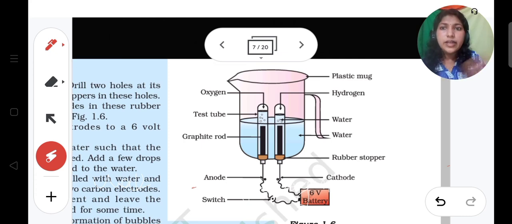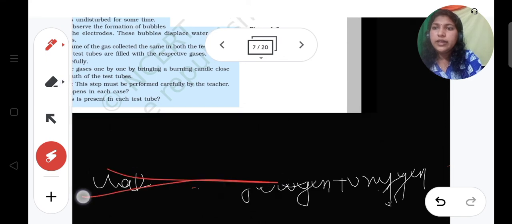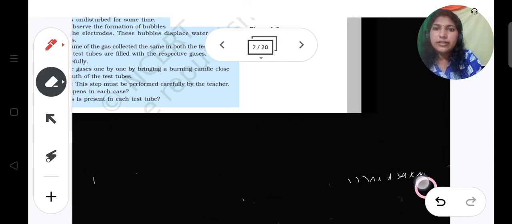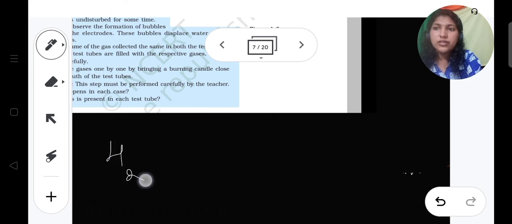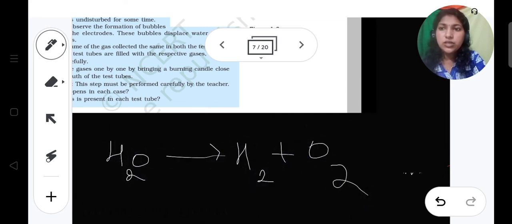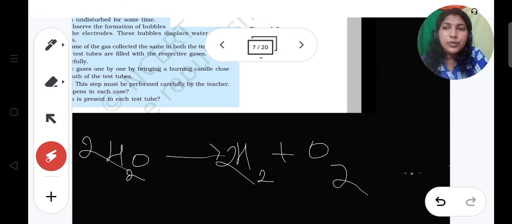So we can write this reaction again. Water, the chemical formula of water is H2O, decomposes to form hydrogen plus oxygen, right? Hydrogen plus oxygen. So here it's not balanced. After balancing, 4 hydrogen is on this side and 4 hydrogen on the other side, oxygen is 2 and oxygen is 2. This is a balanced chemical equation, right? So this is the electrolysis of water, right?